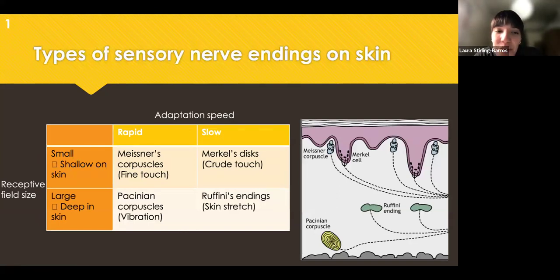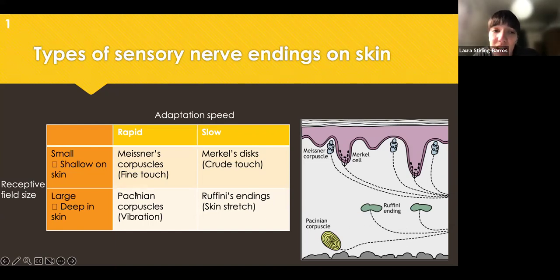This is probably something worth remembering for part A: the Meissner's corpuscles and Merkel's discs have a small receptive field size. Because they are really shallow in the skin, they can sense a really small pinprick, whereas the Pacinian corpuscles and the Ruffini endings have a much larger receptive field size because they're deeper. They have less sensitivity, so they pick up a broader area. So that's something worth knowing. Imagine a pinprick or a bigger area that they sense.